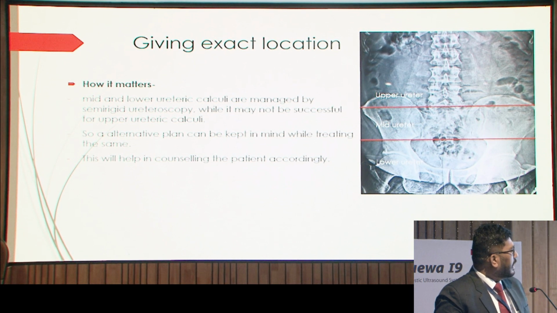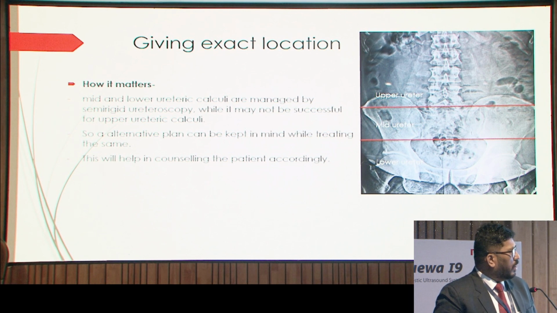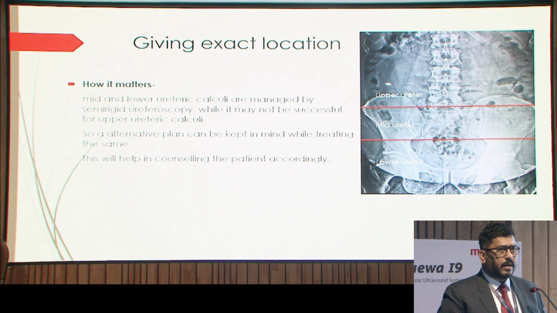So coming to this exact location, I would like to stress upon a point that in urology we expect from PUJ to upper sacroiliac joint is considered as upper ureter, and then upper sacroiliac joint to inferior sacroiliac joint is considered as mid ureter, and below that it is lower ureter. So if possible, sonography should mention according to this classification, so that it becomes easy for us to decide and counsel the patient for the management.